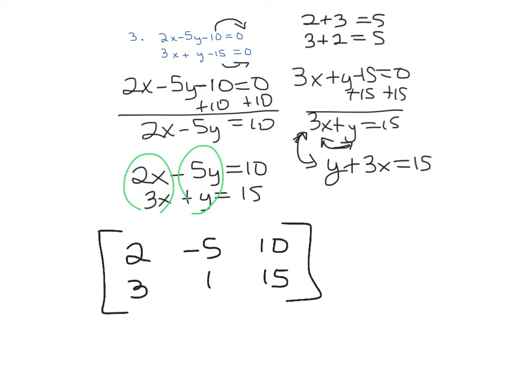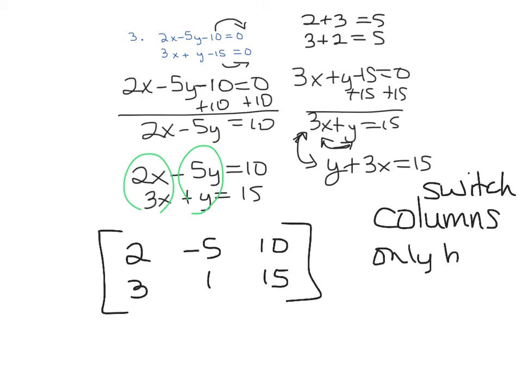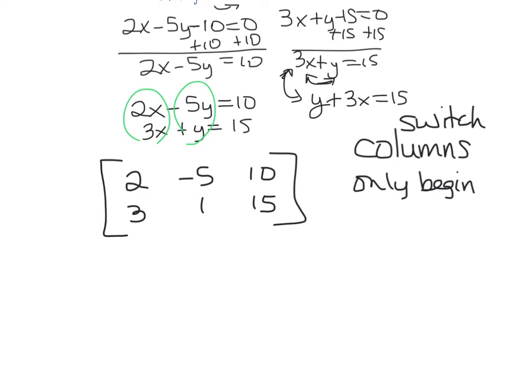When you switch the columns, you can only do that before you start the problem. So only at the beginning can you switch the columns. So I'm going to show you how I'm going to switch that. So I'm going to switch and put the negative 5 and the 1 first and the 2 and the 3 second. So I'm switching my columns.